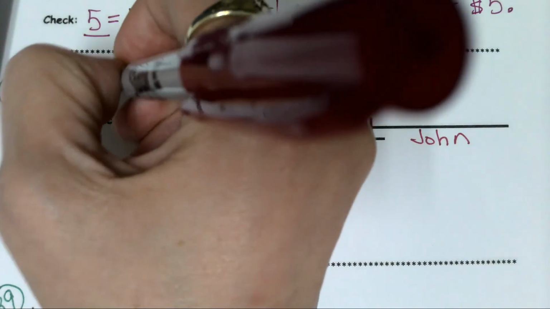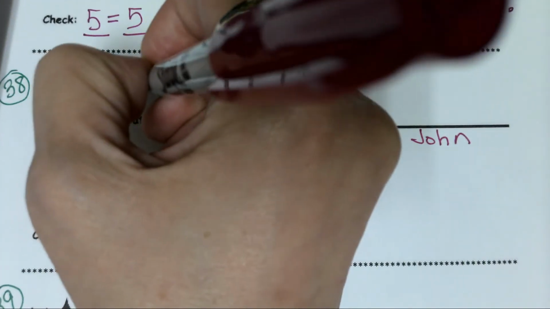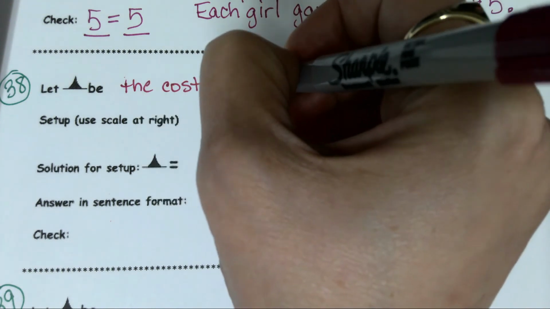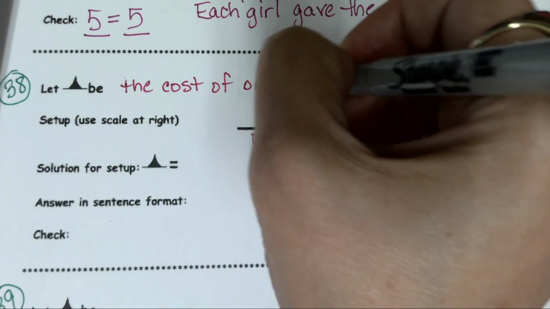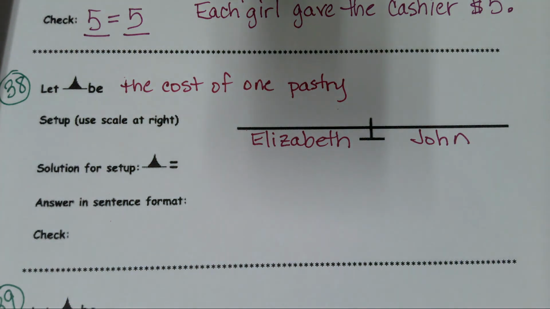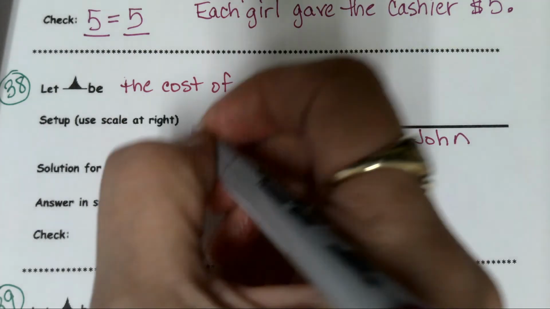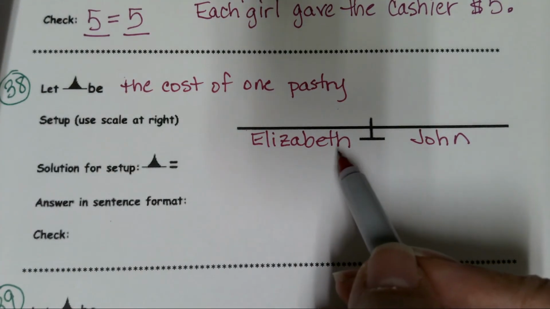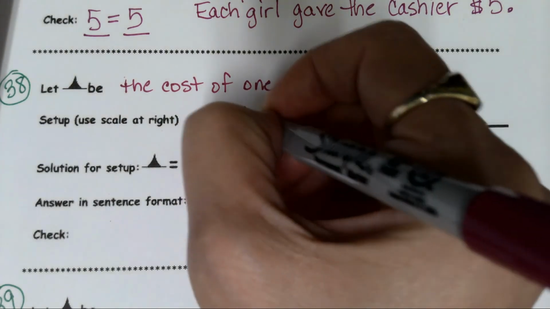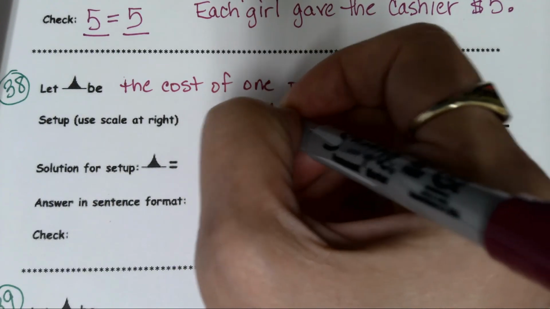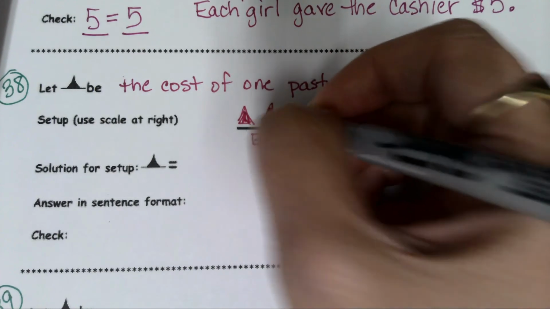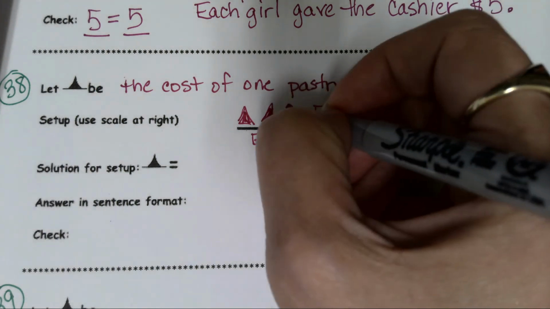So pawn is going to be the cost of 1 pastry. And that's going to be a pawn. So we're going to say that Elizabeth having 3 pastries is going to be 3 pawns. And she also had $1 in change.